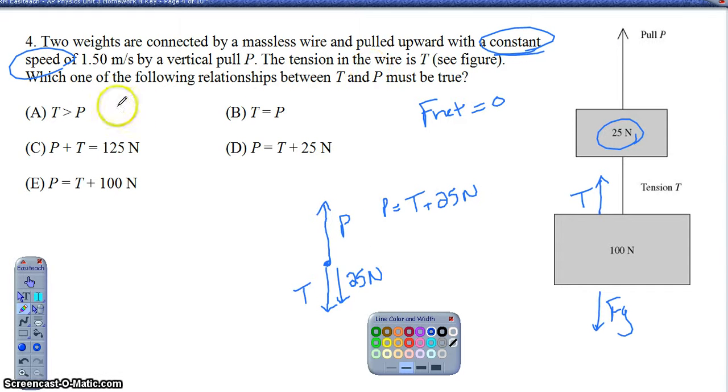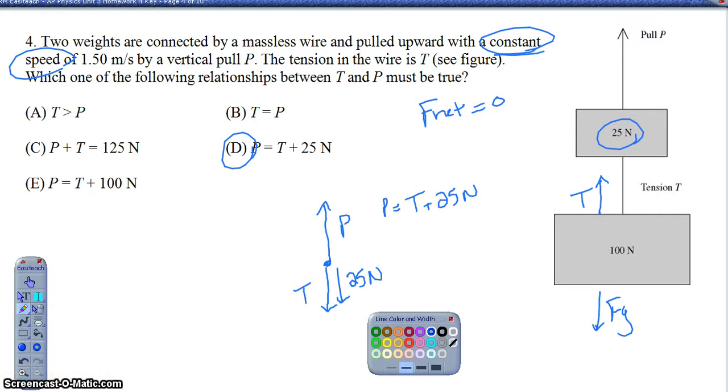So again, because it's a constant speed, I know that my tension up here is equal and opposite to those two. If it was accelerating upward, that would tell me that P has to be more than these two combined. If it was accelerating downward, then P would have to be less than those two combined. So make sure you're pretty comfortable on those types of relationships, but hopefully none of these first 4 multiple choice questions was too difficult.